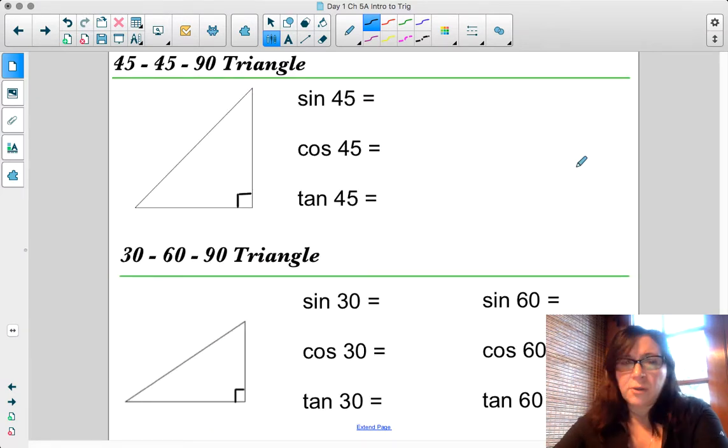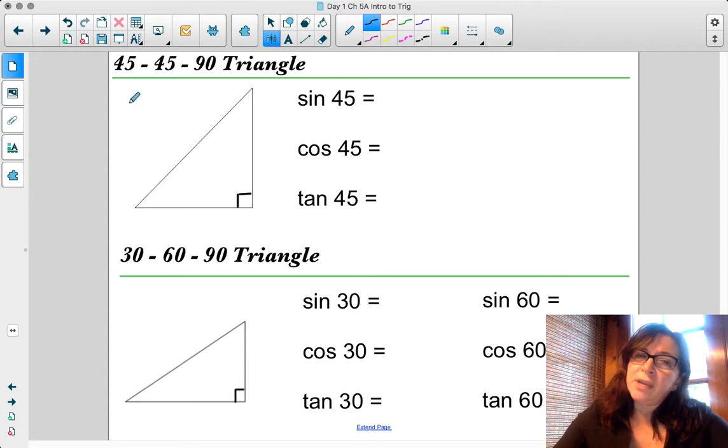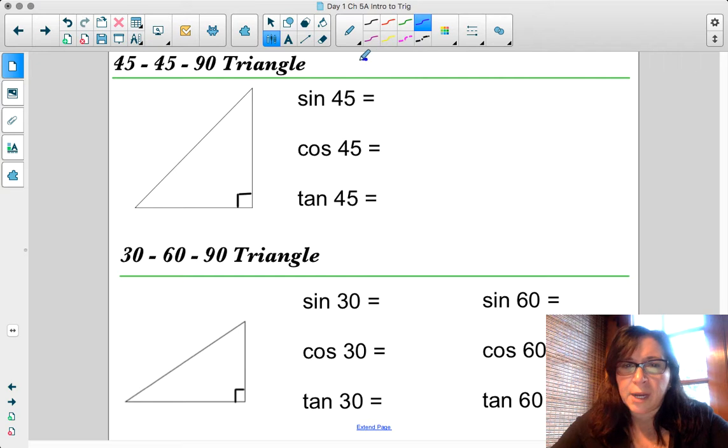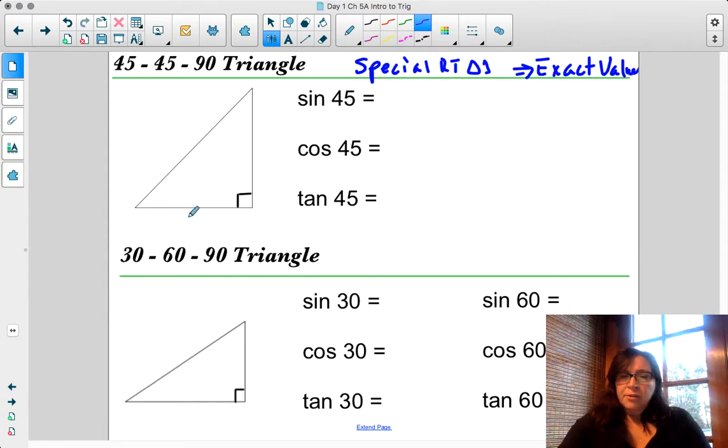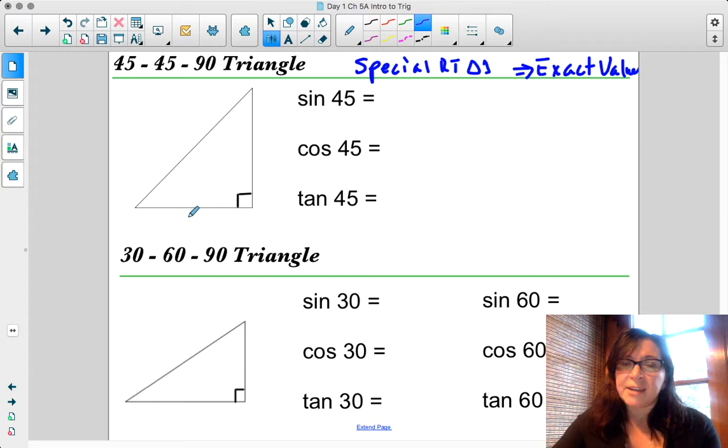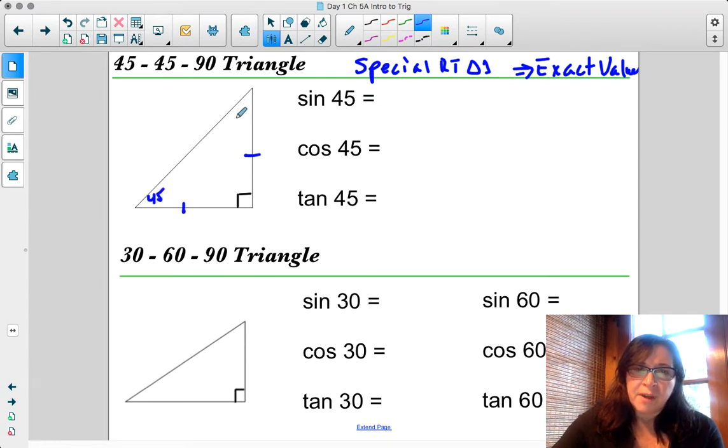These are right triangles. Now, remember we were doing special right triangles. Make a note to yourself that special right triangles give you exact values. By exact values, I mean I'm not going to have any decimal points. So if I said this was 45, 45, 90.